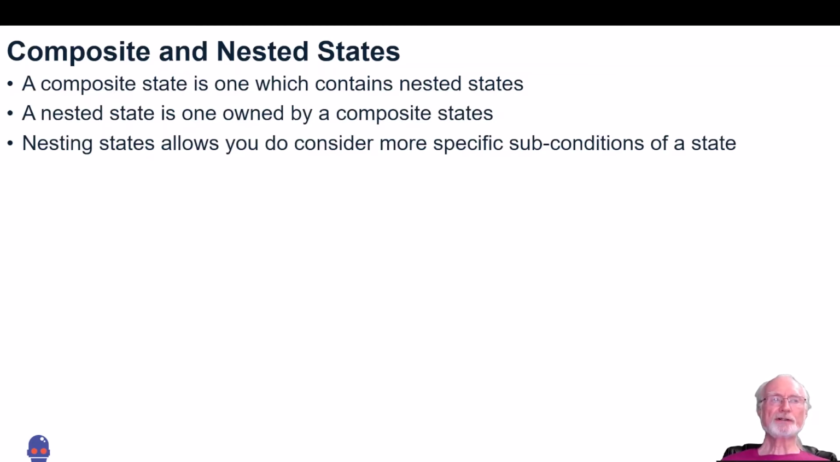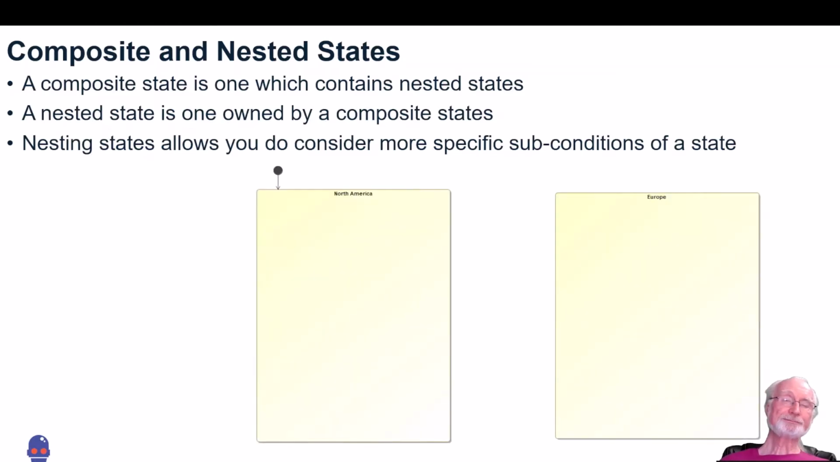Nesting allows you to consider subconditions or substates within a state. These are subconditions, nested conditions. So for example, I could be in North America or in Europe. These are OR states. I'm either in North America or I'm in Europe. Can't be in neither. Must be in exactly one of them. Within North America, I might be in Canada or the United States. Those are the only two options in the model. Have to be in one of them. Those are OR states within the context of the North America state.